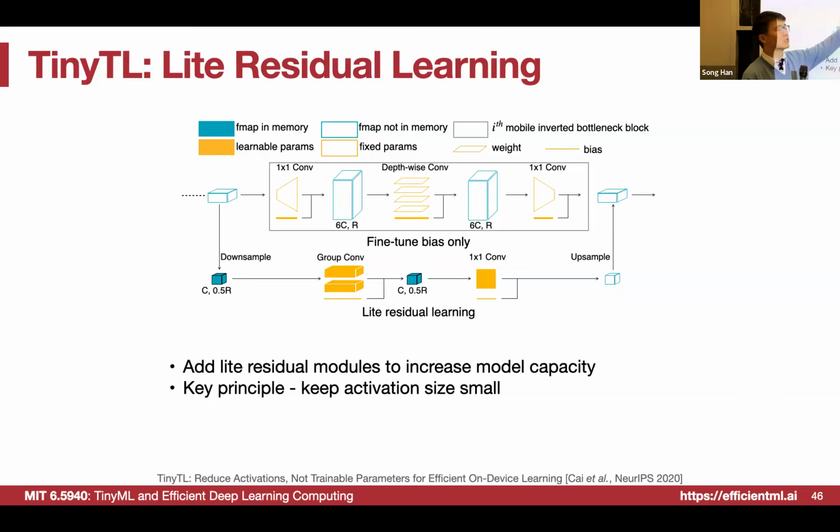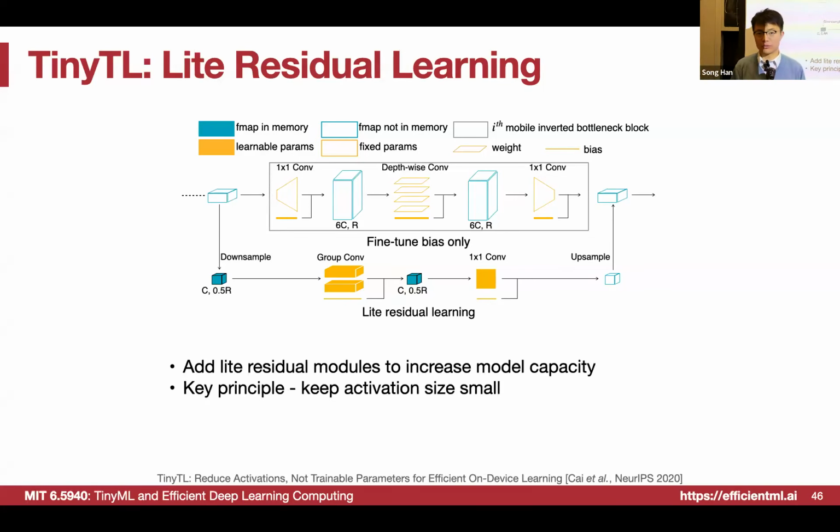Previously we were just learning the bias. Now we have a residual branch. Let's try to give a more powerful bias that is learnable. We first downsample the main branch to get this residual branch, so half of the resolution. Since the compute decreases quadratically with the resolution, this is only 1/4 of the activation size or the FLOPs.